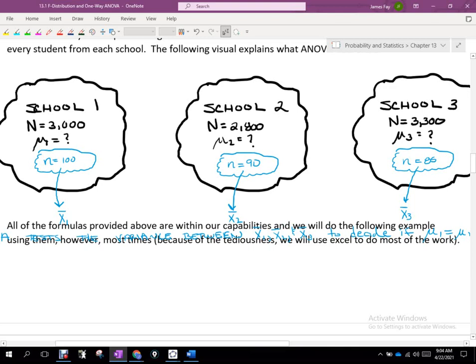It says all the formulas provided above are within our capabilities, and we will do the following example using them. However, most times, because of the tediousness, we will use Excel to do most of the work.